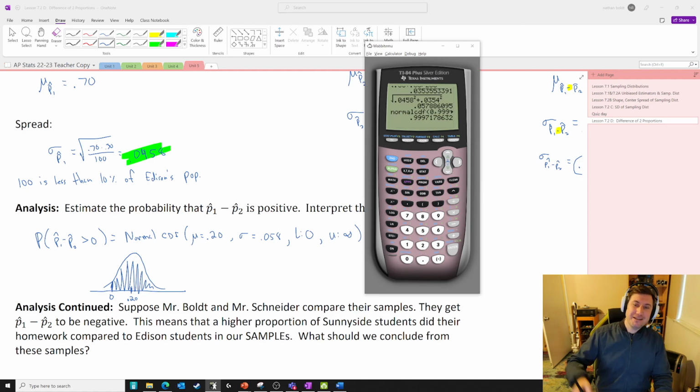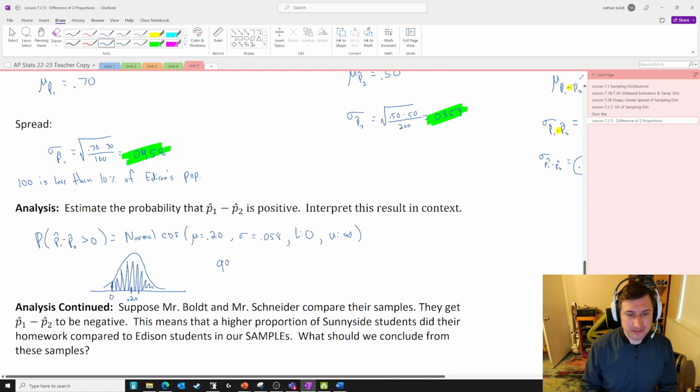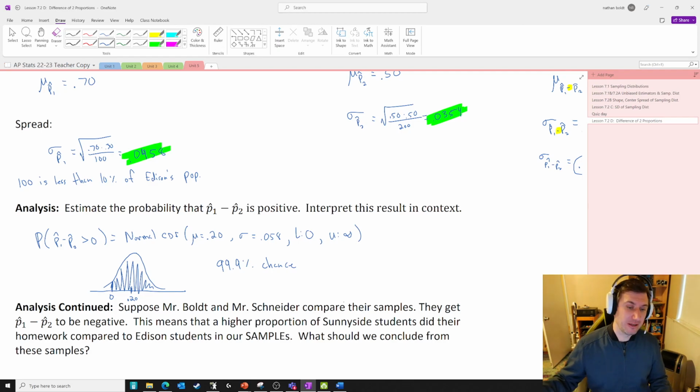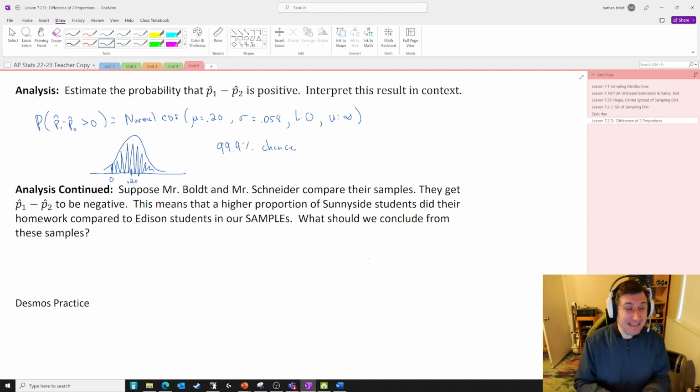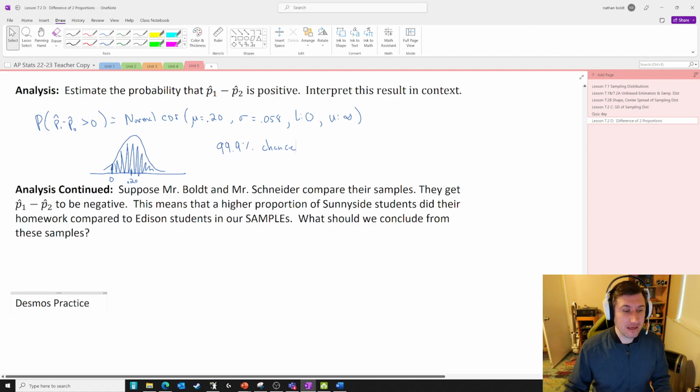There is a 99.9% chance that my Edison sample is bigger than my Sunnyside sample. Okay? All right, so now this is another question. Suppose Mr. Bolt and Mr. Snyder compare their samples, and they get P1 hat minus P2 hat to be negative. This means in our sample, a higher proportion of Sunnyside students did their homework compared to Edison in our sample. What should we conclude then if that is actually the case?